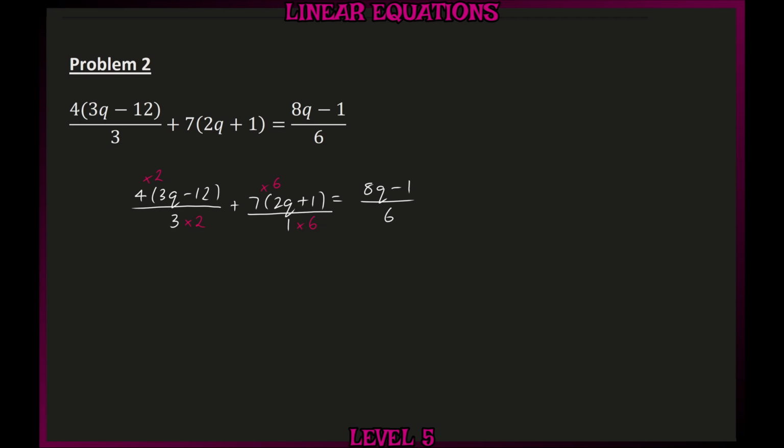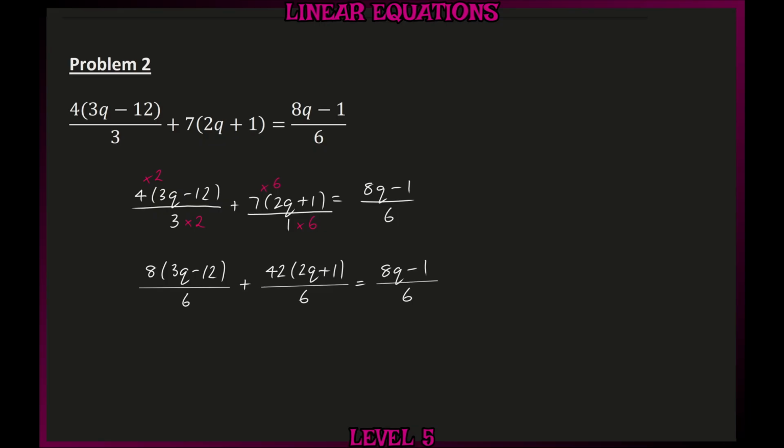So starting on the left again, and looking at the numerator, 4 times 2 is 8, so this becomes 8 multiplied by 3q minus 12, all over 3 times 2, which is 6, plus 7 times 6 is 42, so we have 42 times 2q plus 1, all over 1 times 6, which is 6. And on the right, we have 8q minus 1, all over 6.